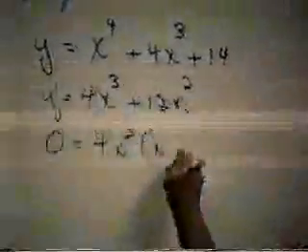And I'm going to do it all in one step. Set it equal to 0 and factor out. I can factor out a 4, x squared. That leaves me an x plus 3. Okay, set each factor equal to 0. Setting this equal to 0, we get a negative 3. And setting this equal to 0, we get 0.